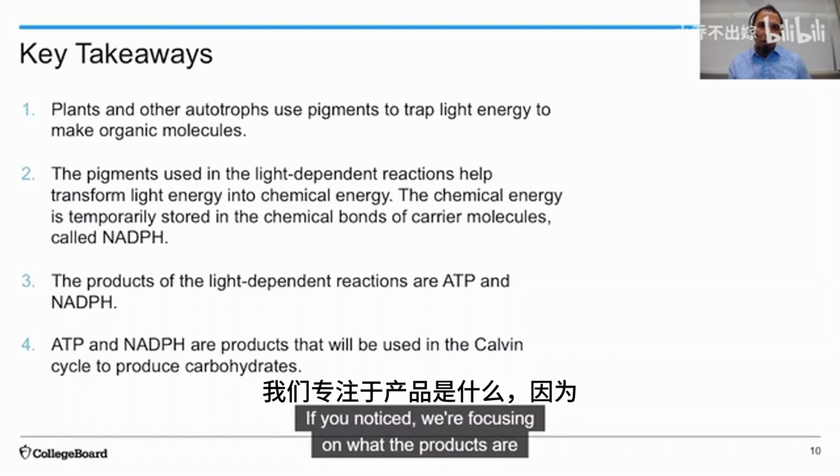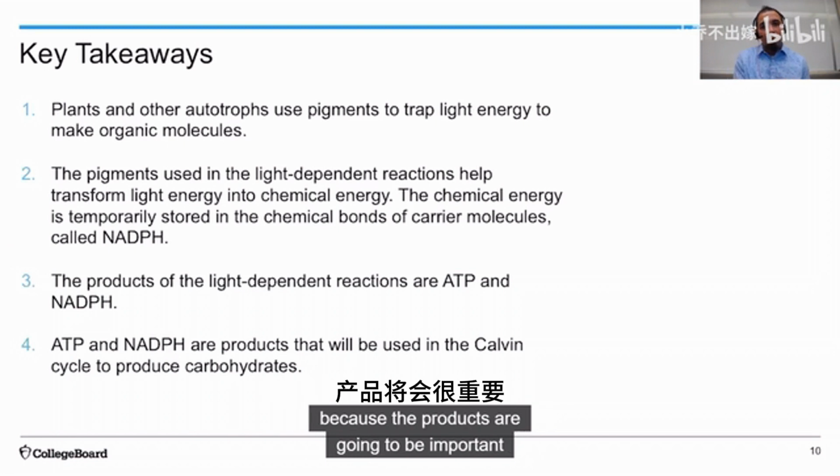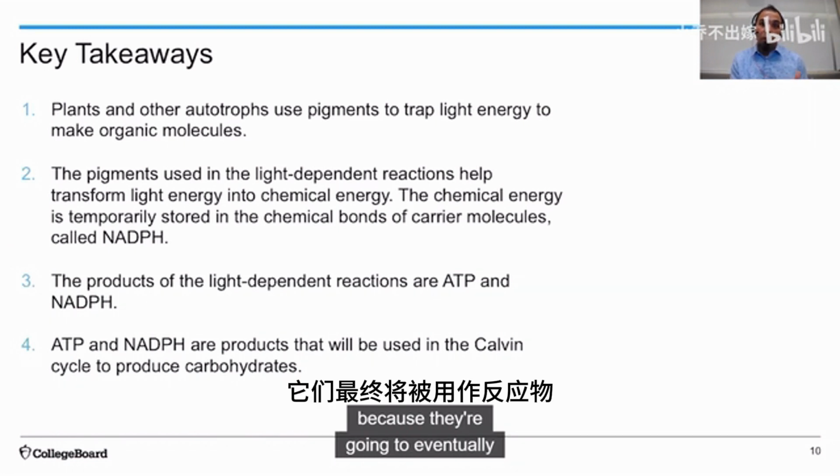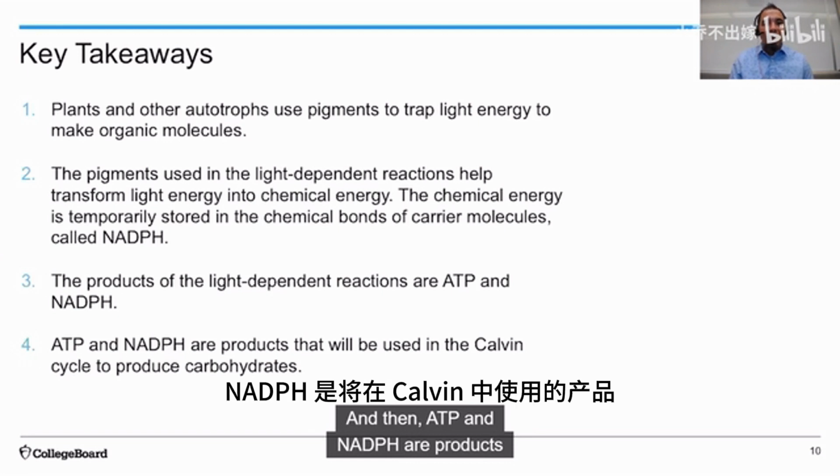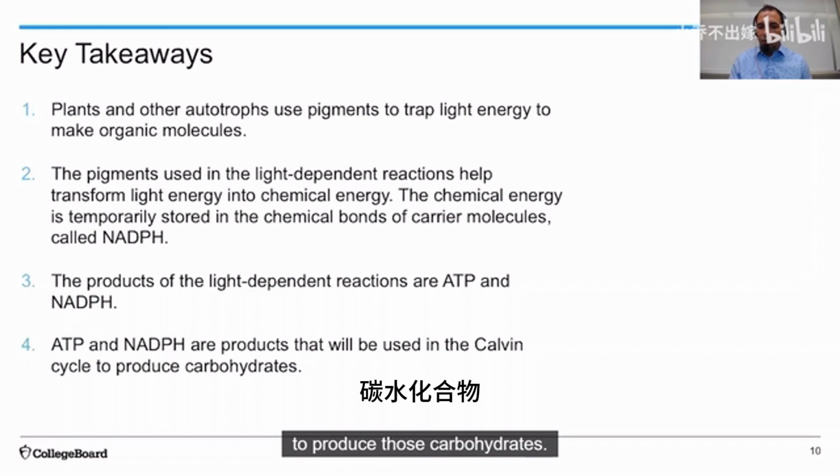If you notice, we're focusing on what the products are, because the products are going to be important because they're going to eventually be used as reactants. And then ATP and NADPH are products that will be used in the Calvin cycle to produce those carbohydrates.